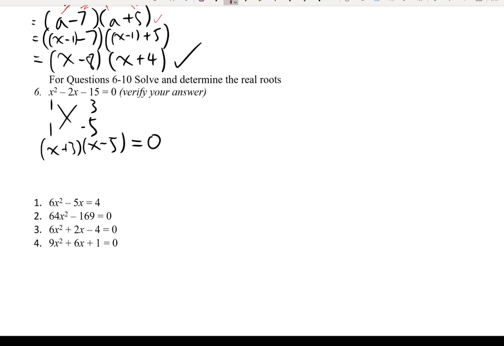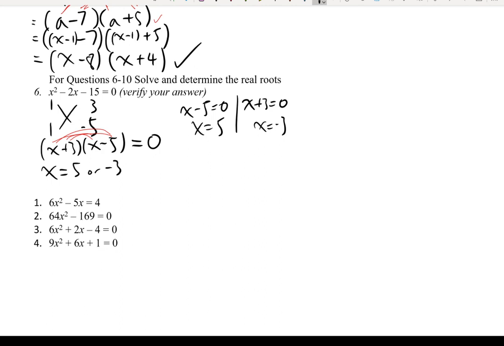Make sure I check this first. This is x squared minus 5x plus 3x, which is minus 2x, and then minus 15. So set this equal to 0. So my two solutions will be, remember, if you forgot, x minus 5 equals to 0, and x plus 3 equals to 0. Both of them are equal to 0. And then this is x equals to 5, and then x equals to negative 3. So x equals to 5 or negative 3.